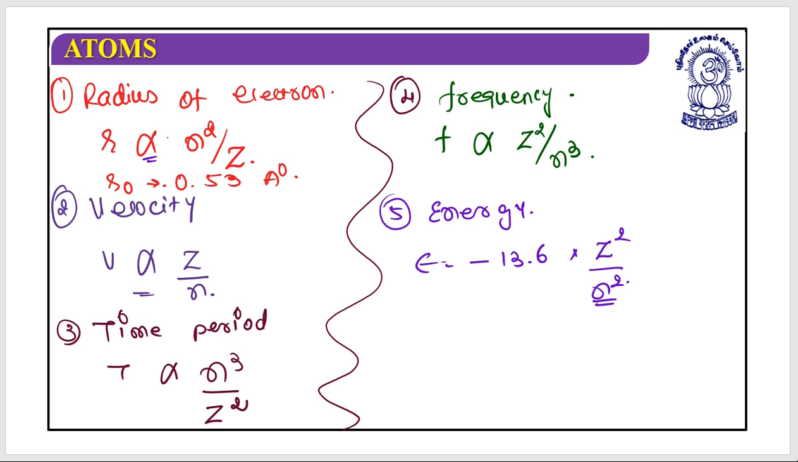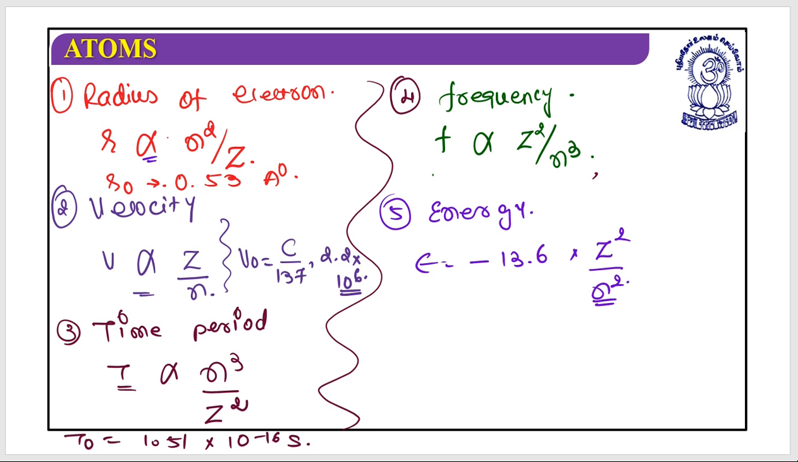Okay, great. If I remove the proportionality symbol, then what is V naught? It would be c by 137, or 2.2 into 10 to the power 6 meter per second. Now if I remove the proportionality symbol from the time period, the time period would be 1.51 into 10 to the power minus 16 seconds.